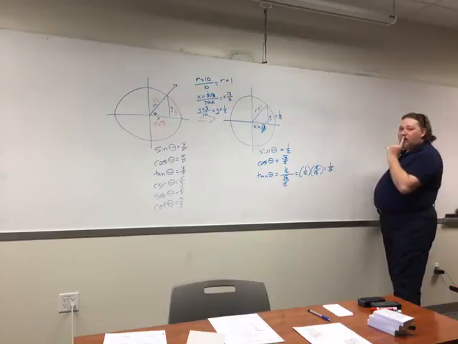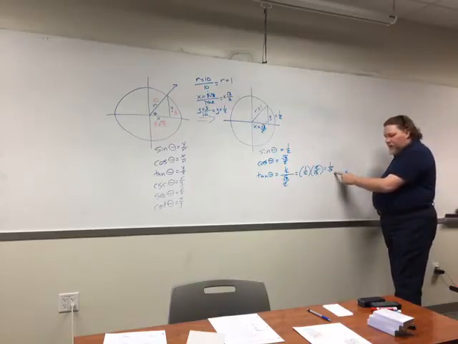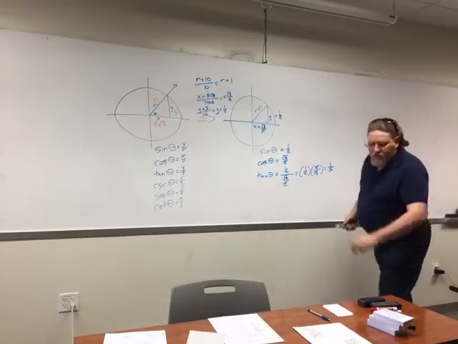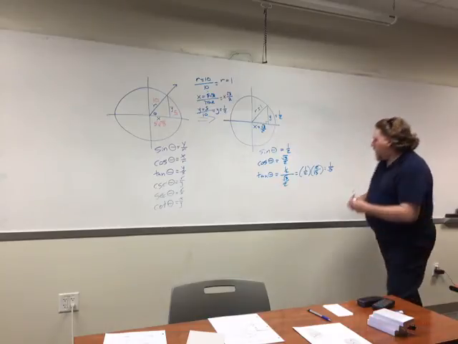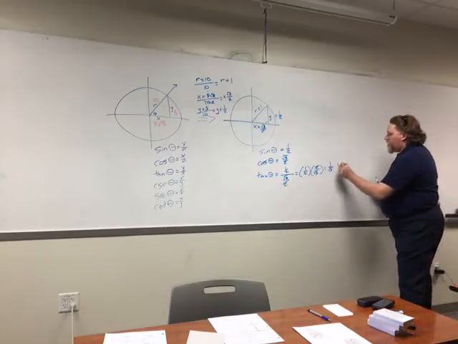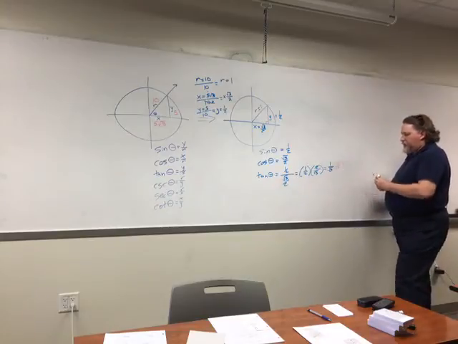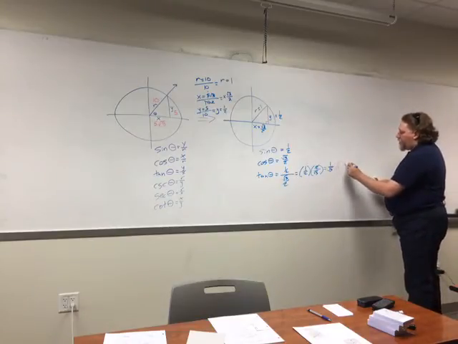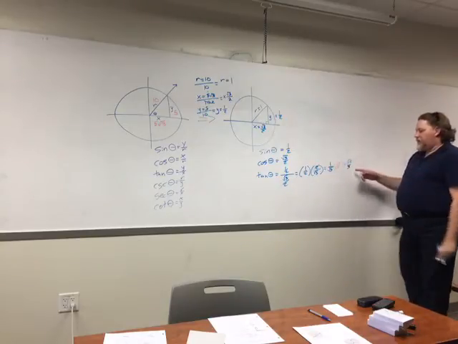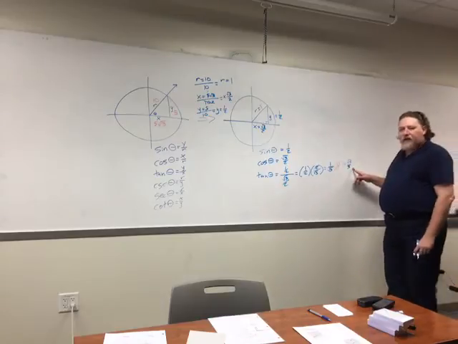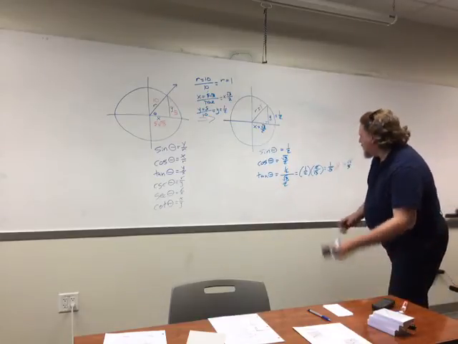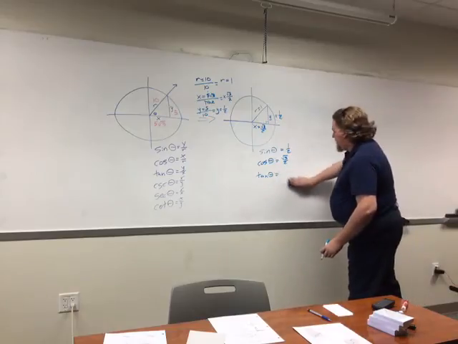Oh, wait a minute, I'm not done though, am I? Because I'm not allowed to leave roots in the bottom. Okay, that's all right, I can fix that. We just have to multiply top and bottom by square root of 3. So multiplying top and bottom by square root of 3, I have 1 times square root of 3, which is square root of 3, over square root of 3 times square root of 3, which is 3. There's our tangent, square root of 3 over 3.